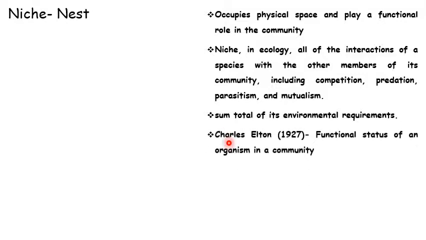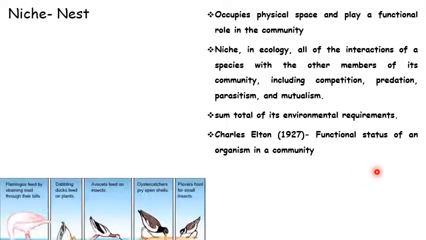Charles Elton was the first to use this term niche in 1927, and he says that niche is the functional status of an organism in a community. What is the functional status of an organism in a community? It is what it does, its functional role in the community. For example, how animals feed, reproduce, recycle and organize. Let's see that in detail.